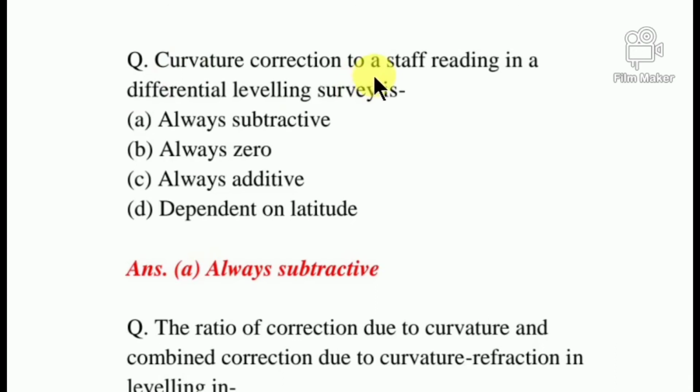Curvature correction to a staff reading in a differential leveling survey is always subtractive, always zero, always additive, dependent on latitude. So curvature correction, as I already mentioned, is always negative. So our answer will be option A, always subtractive.